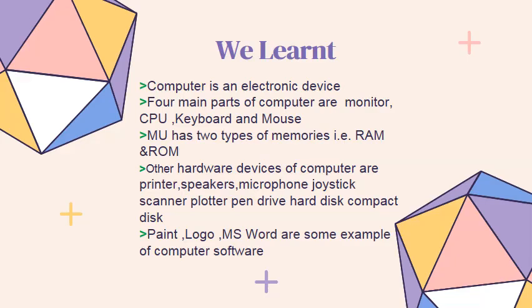So students, we learned computer is an electronic device. Four main parts of computer are monitor, CPU, keyboard, and mouse. CPU has two types of memory, that is RAM and ROM. Other hardware devices of computer are printer, speakers, microphone, joystick, scanner, plotter, pen drive, hard disk, compact disk. Paint, Logo, MS Word are some examples of computer software.